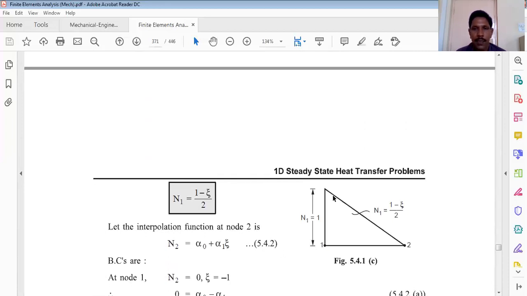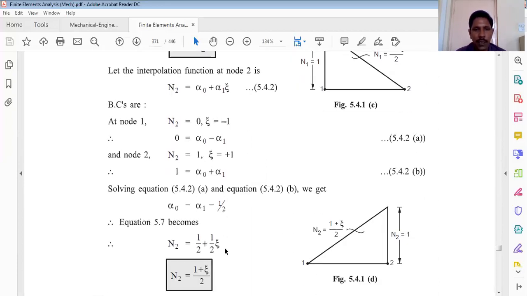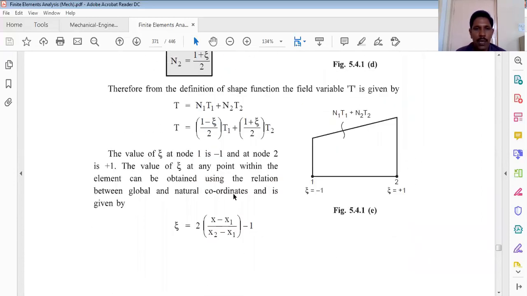So again, the same sketch variation we can show for a 1D element. Even to determine N2, we can use the same interpolation model, N2 as alpha naught plus alpha 1 zeta. We can use the boundary conditions of node 1 and node 2 for determining N2, and we can get N2 as 1 plus zeta by 2. So again, the relation between global and natural coordinate is written here, which is zeta is equal to 2 times (x minus x1) divided by (x2 minus x1), minus 1.